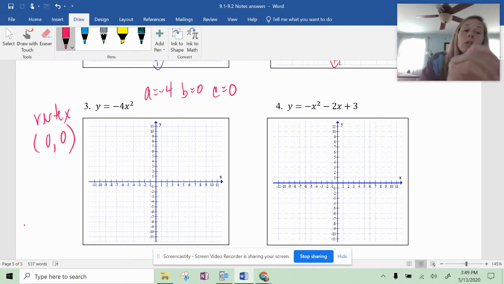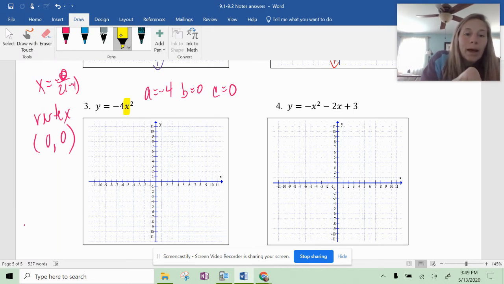And if you don't believe me and you plug it in, right, x equals -0 over 2 times -4, 0 divided by anything is 0. And then when you plug a 0 back in here, you're going to get 0 for y as well.